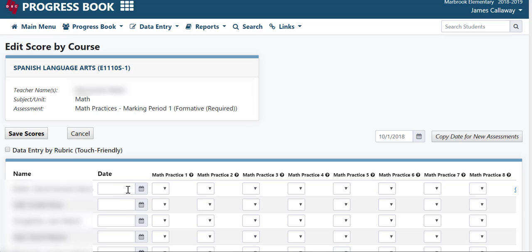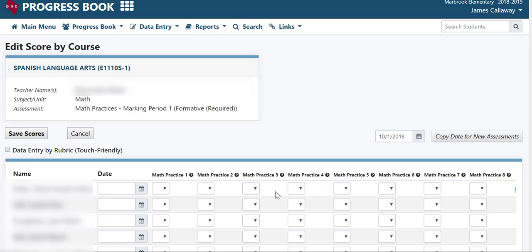I can set the date that I would like that these students were assessed, and I can go across this top line and give my first student here scores, and then copy all. It'll copy the first line of scores to all students, and then I can go through and change the other student scores, make them accurate to whatever the student achieved.